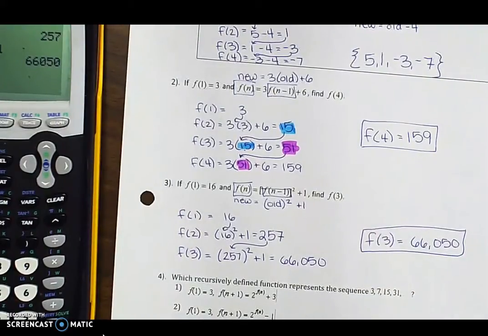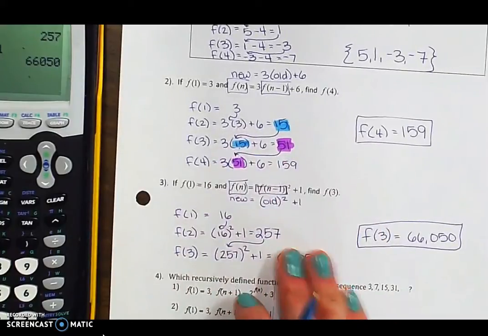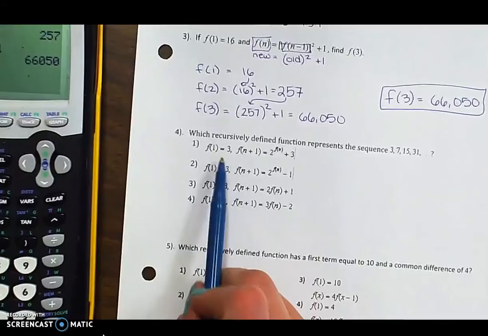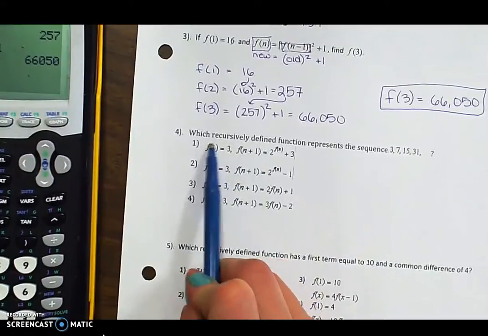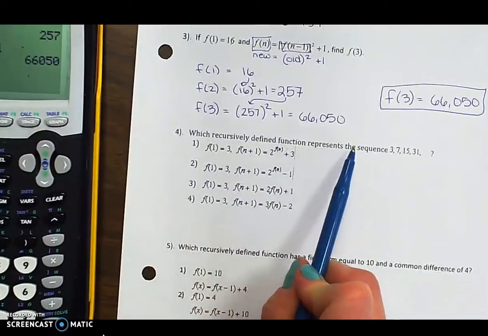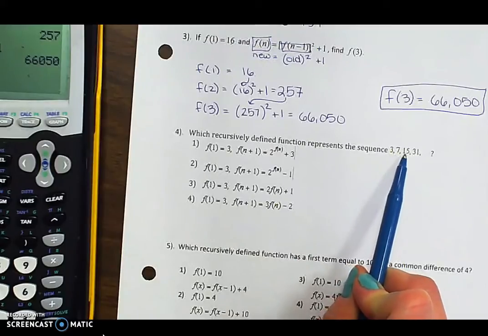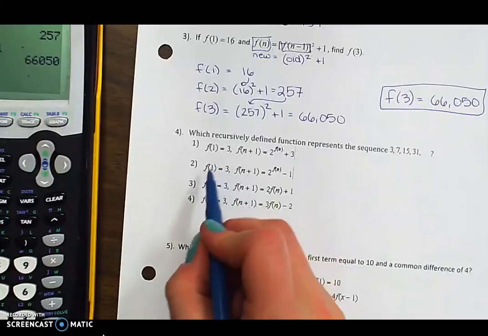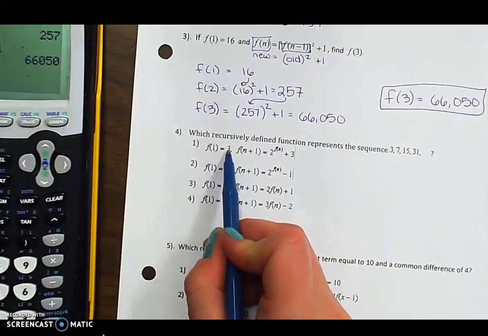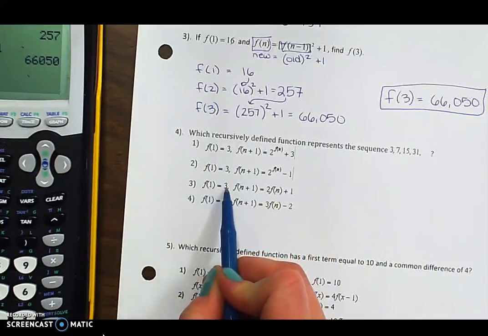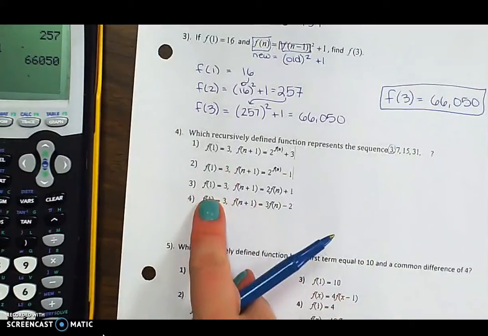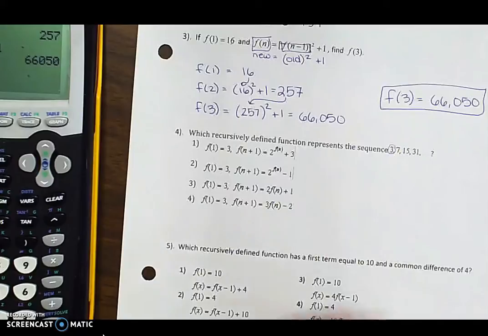All right, so now that we know how to list out the terms, let's practice a multiple choice question. Which recursively defined function represents the sequence 3, 7, 15, 31? All right, so let's go ahead and try it out. So here, f of 1 equals 3 in every choice. They all have the first term as 3, okay, so we can't rule anything out.